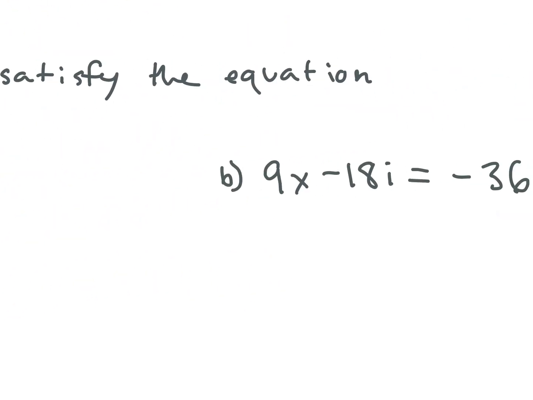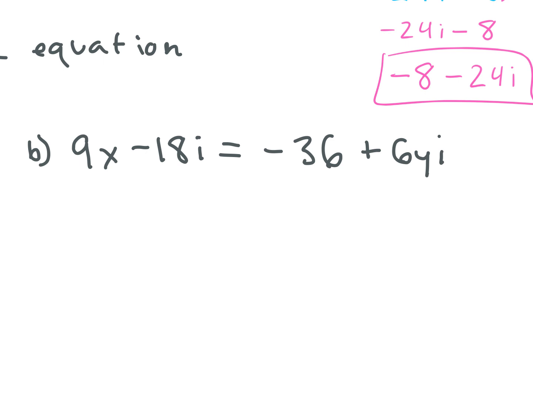Let's do B. So let's set our real parts equal to each other. So 9x is equal to negative 36. How would I solve for x? Divide by 9. So x is equal to negative 4.